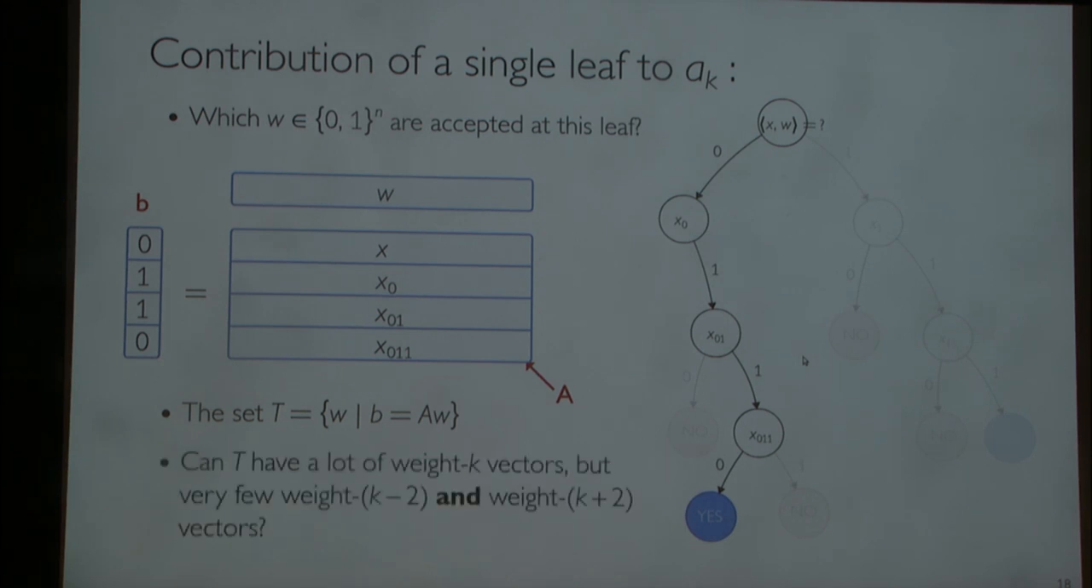So now we ask, can T have a lot of weight k vectors, but very few weight k minus 2 and weight k plus 2 vectors? Not, by the way, if we want an AND here, but an OR is easy to satisfy. It's the AND that you cannot satisfy.